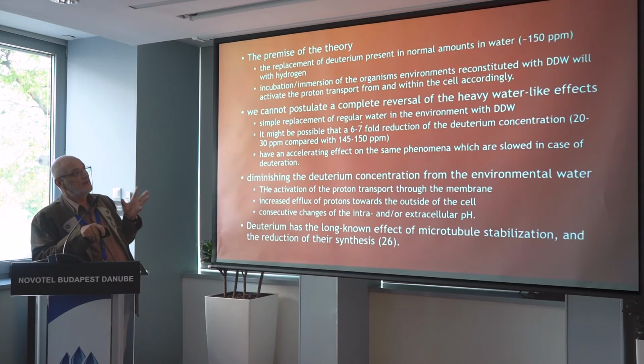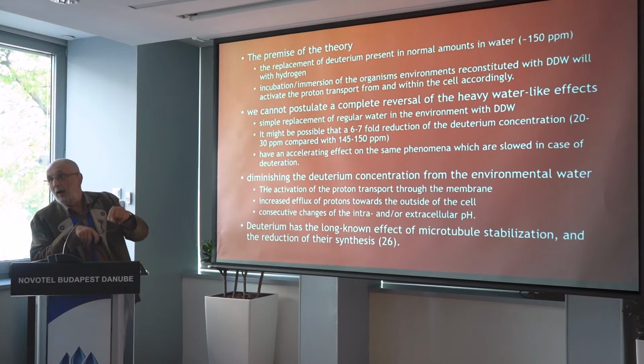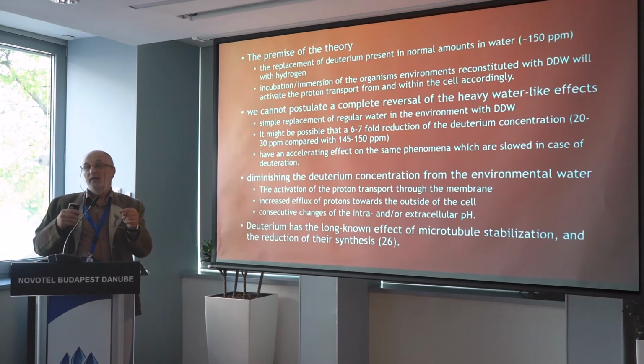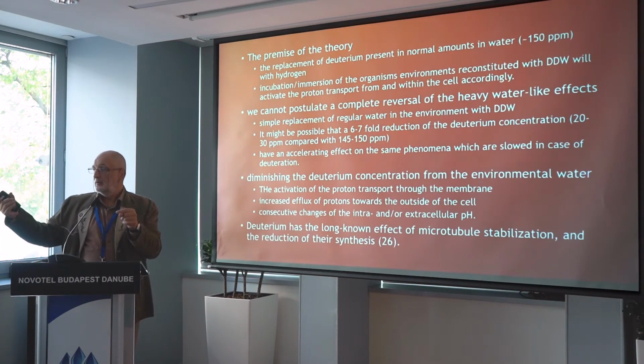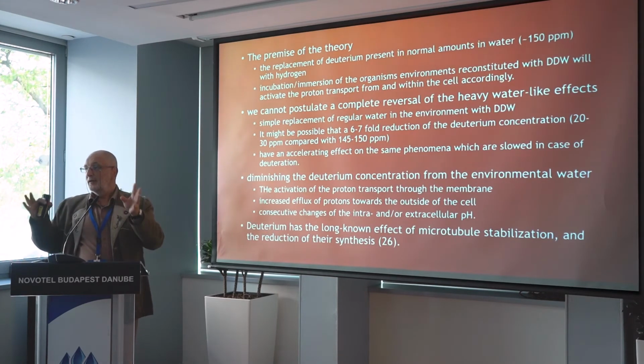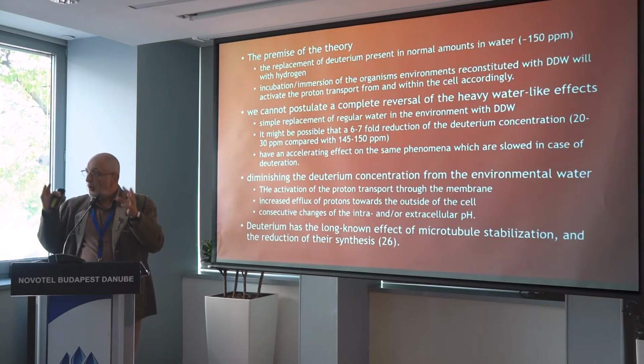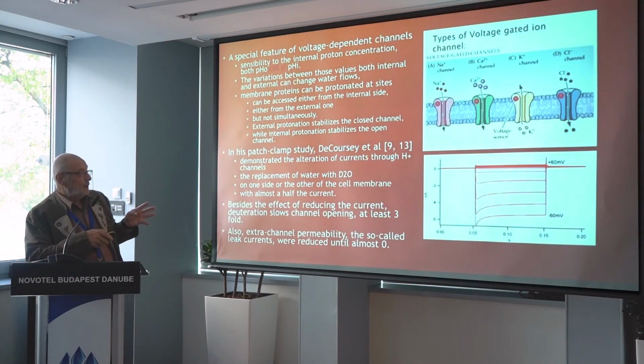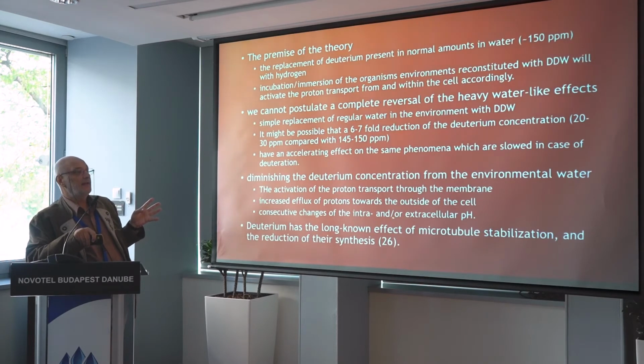It might be possible that the 6 to 7 fold reduction of the deuterium concentration outside the cell, compared to the 145, 150 parts per million normally present in the water, might have an accelerating effect on the same phenomena which are slowed in the case of deuteration. Diminishing the deuterium concentration will produce the activation of the proton transport to the membrane, will produce an increased efflux of protons towards the outside of the cell. Now I realized that in fact they go from the mitochondria in the cytosol and then from the cytosol outside. I was not thinking about mitochondria because I'm a physiologist and my knowledge stops at the level of the membrane. Sub-membrane mechanisms are not my forte. And of course it will produce consecutive changes of the intra and or extracellular pH.